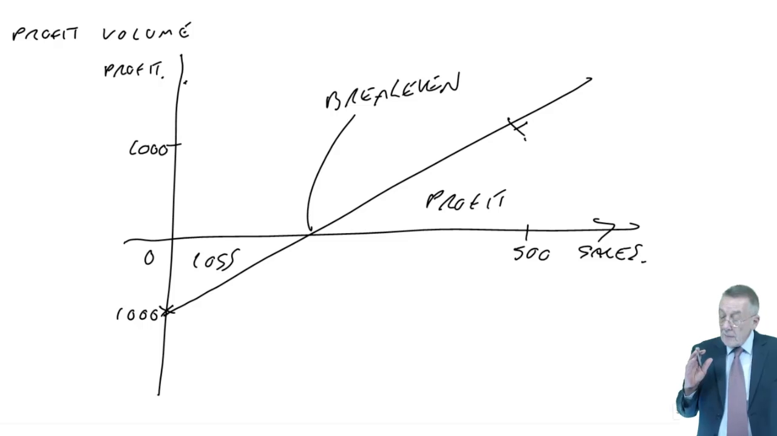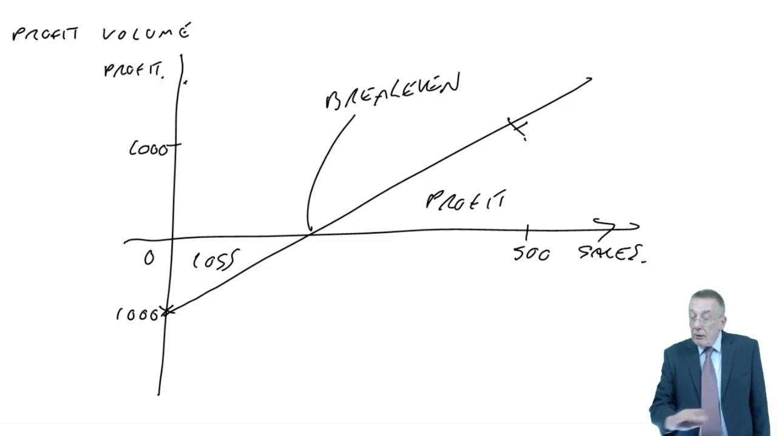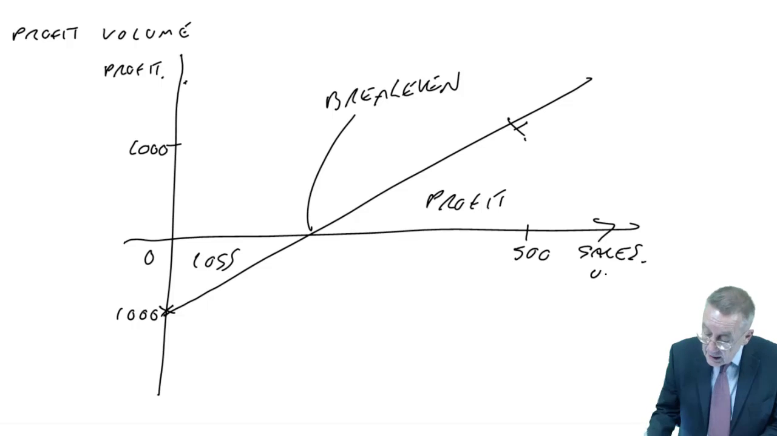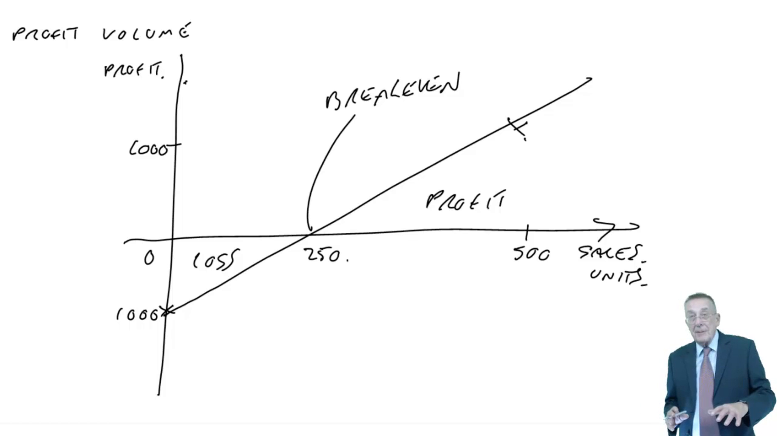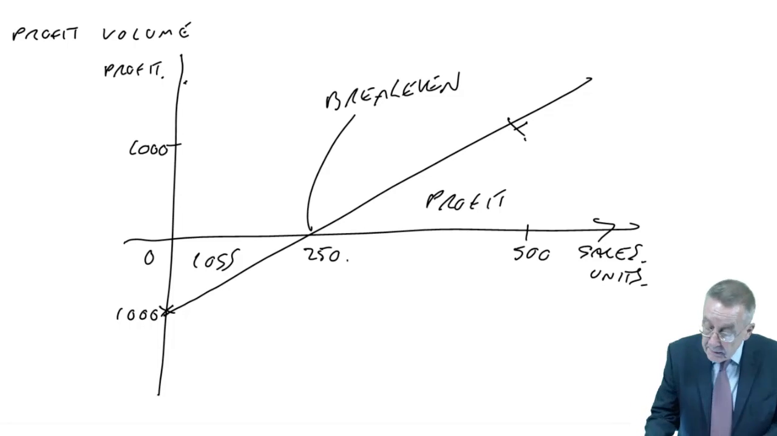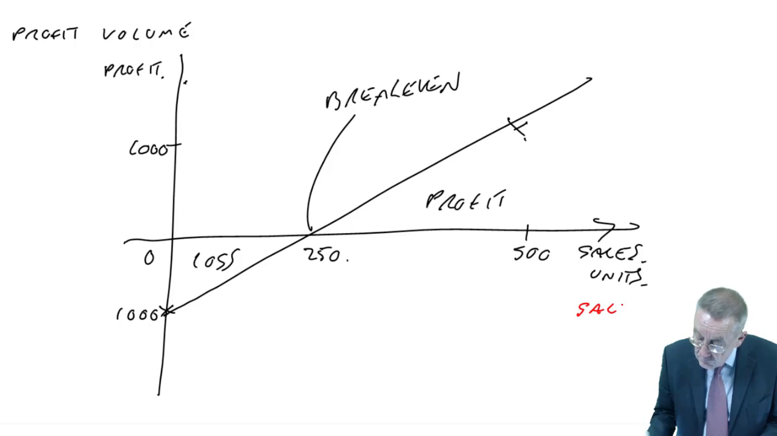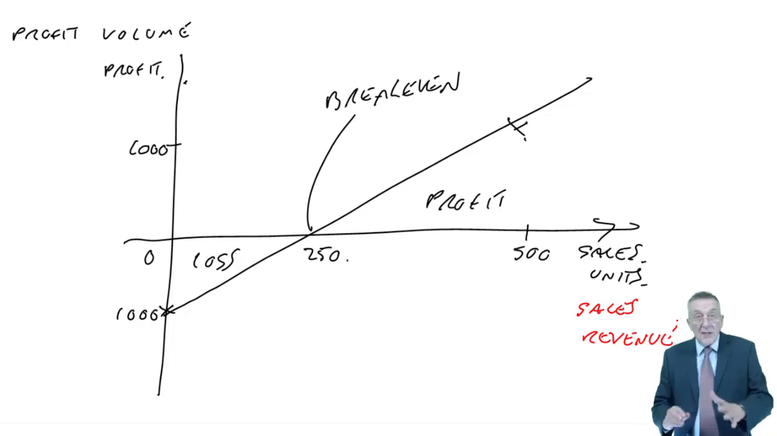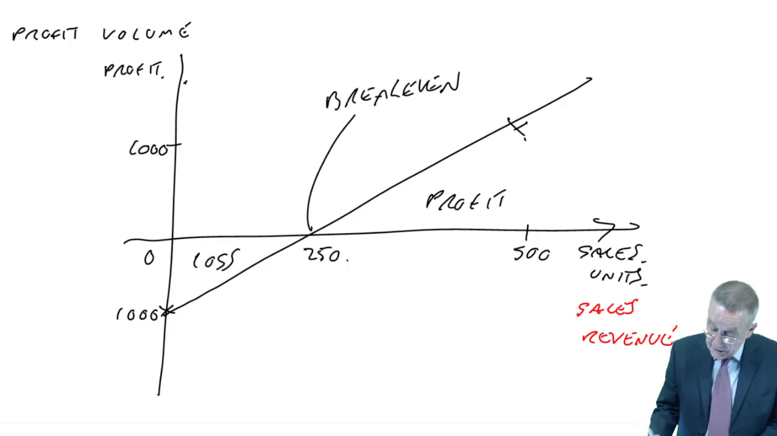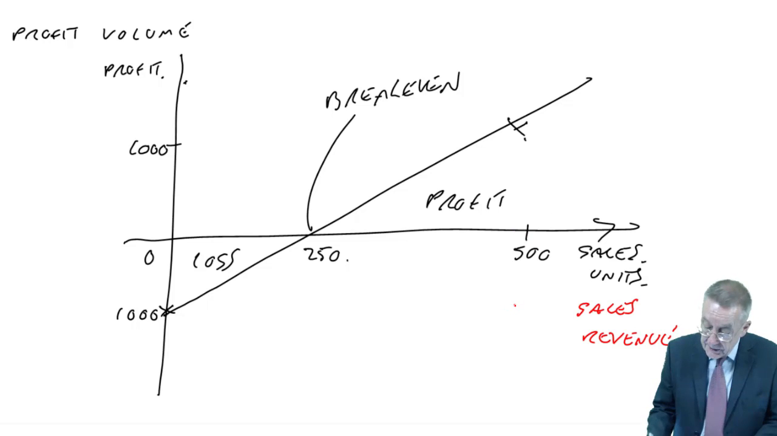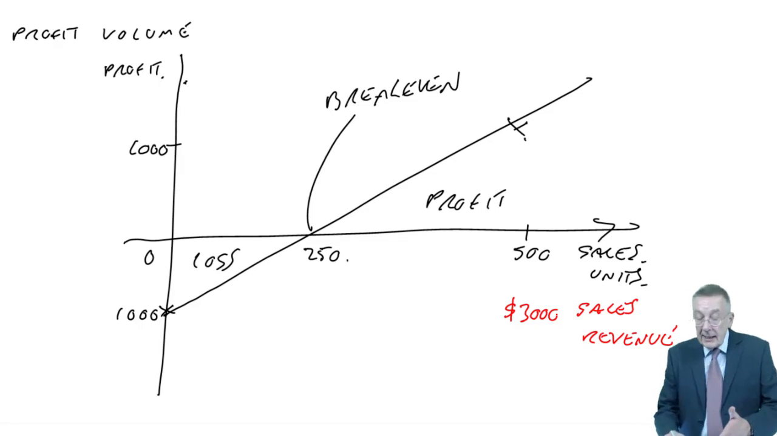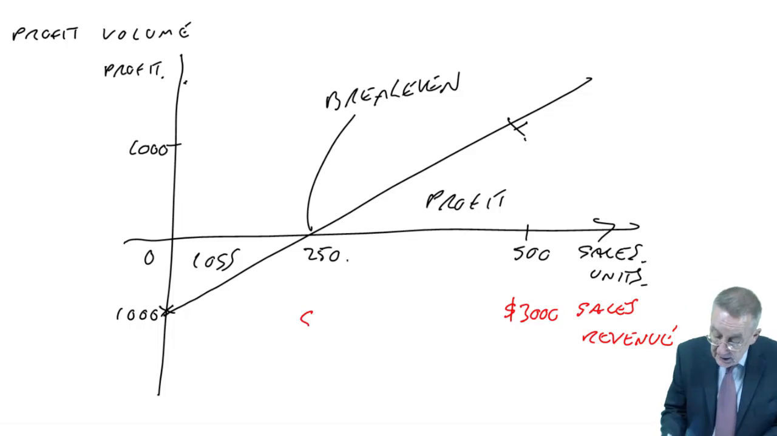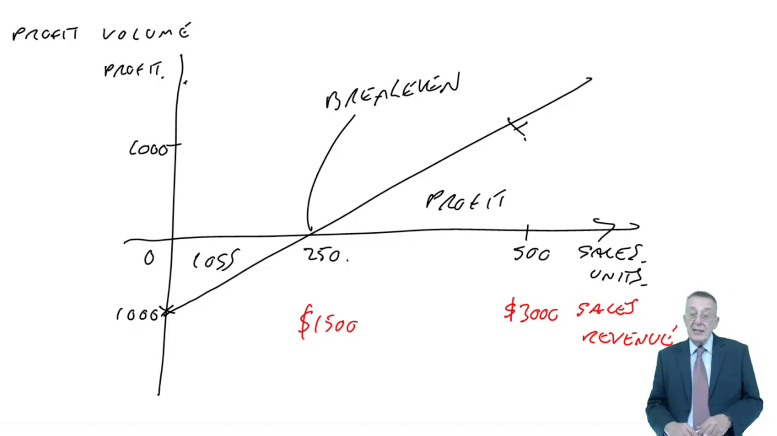And just like with the last one, the horizontal axis can either be in units as it is here, so the break even would be 250 units, or other people sometimes do it in terms of sales revenue, in which case it looks exactly the same, except instead of going up to 500 units, it would have gone up to 3,000 sales revenue, but more importantly, the break even on that scale, instead of being 250 units, would have been 1,500.